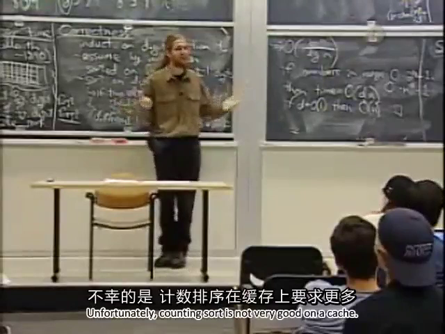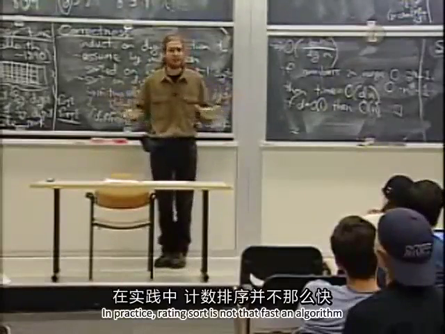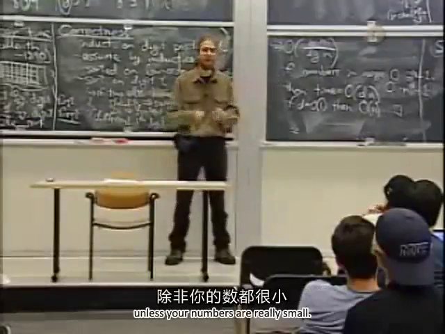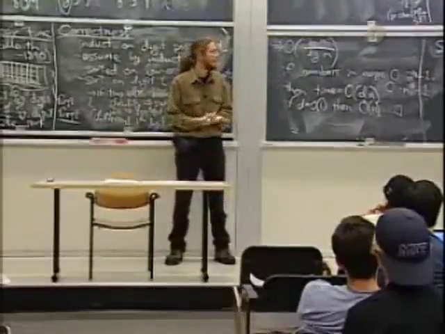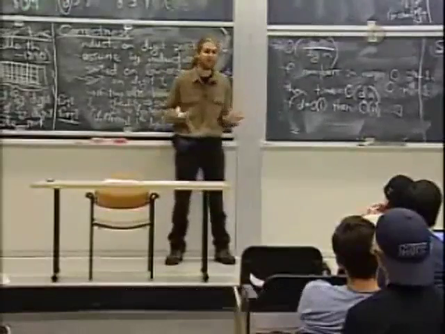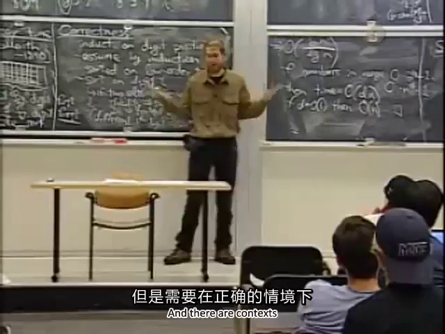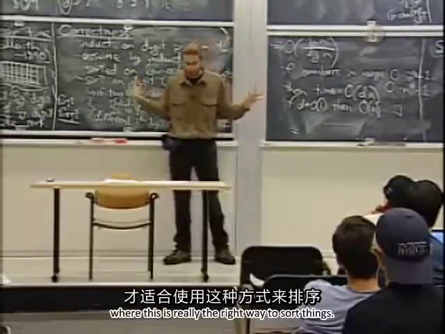Unfortunately, counting sort is not very good on a cache. So in practice, Radix sort is not that fast an algorithm unless your numbers are really small. Something like quicksort can do better. Sort of a shame, but theoretically this is very beautiful. And there are contexts where this is really the right way to sort things.